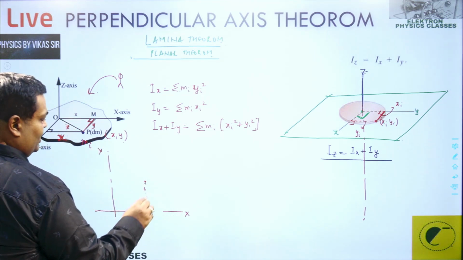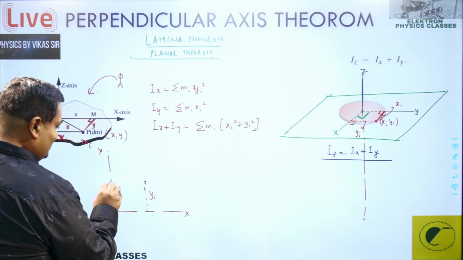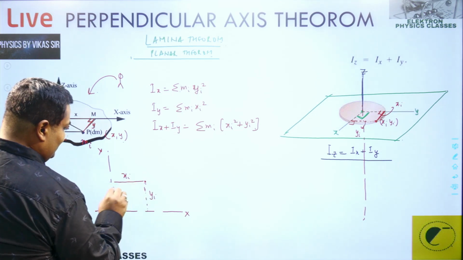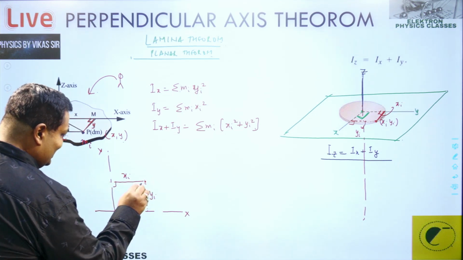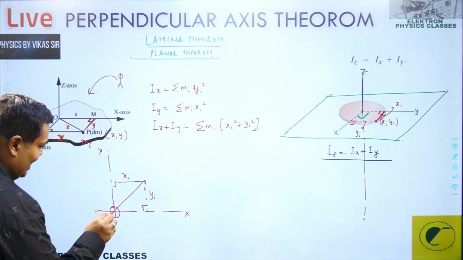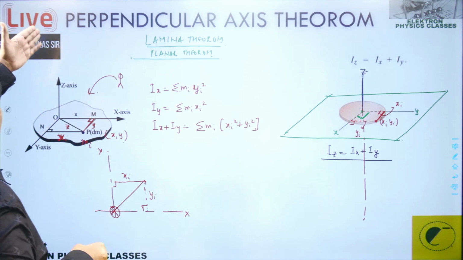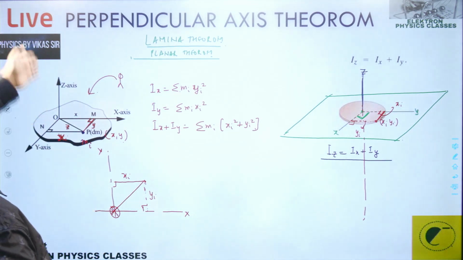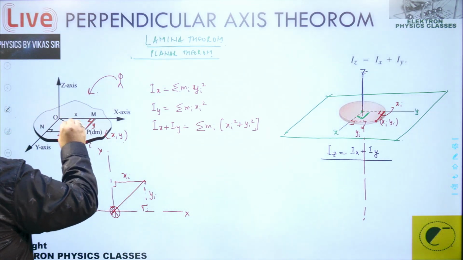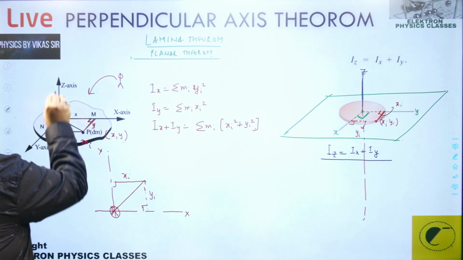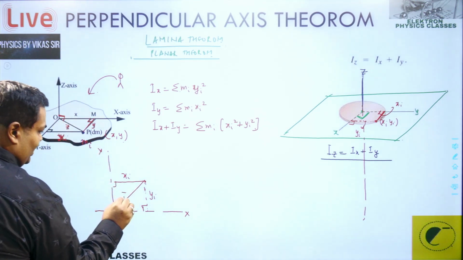This distance becomes how much? Yi. This distance becomes how much? Xi. That's the perpendicular distance. And what about this distance? From here, we have that z-axis perpendicular to the plane. And from the top view, it looks like this, and exactly it is the z-axis. So that's the distance z from the z-axis, this one.